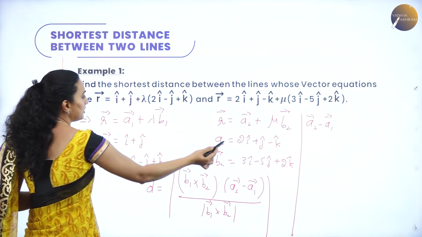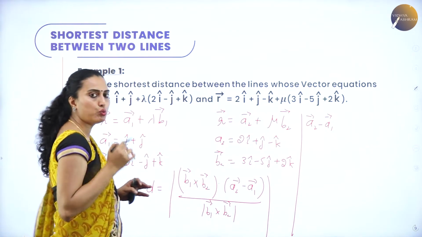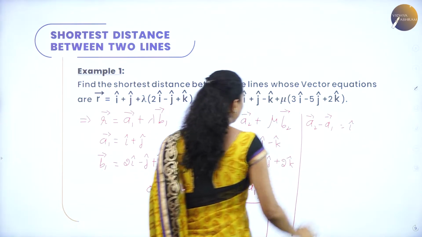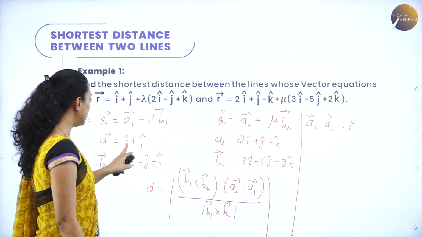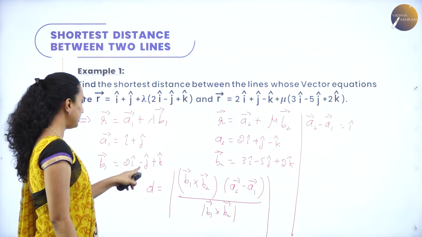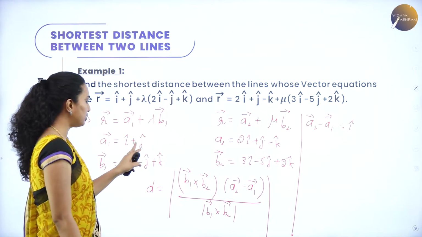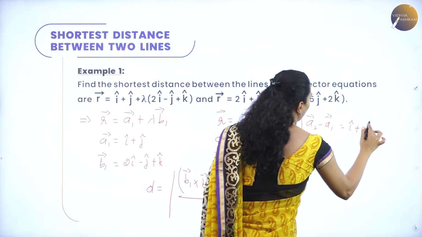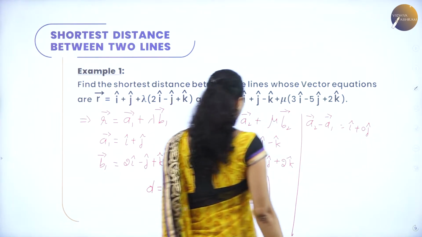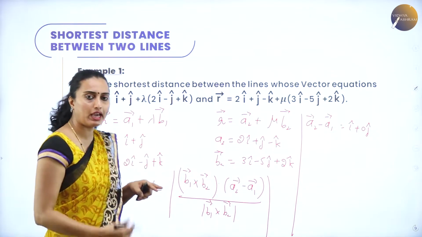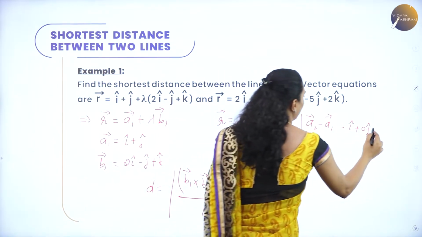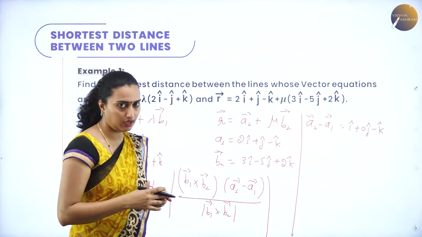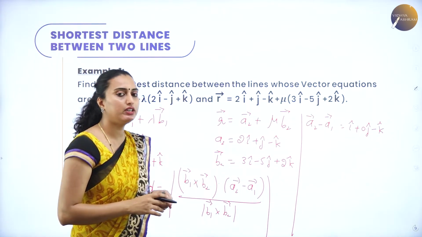A2 minus A1, you just subtract A1 from A2. Now, here A2 has 2i minus i, which is nothing but i. Similarly, you have j minus j, which is 0, so plus 0 into j. Again, you have minus k minus 0, which is minus k only. So, A2 minus A1 is i minus k.